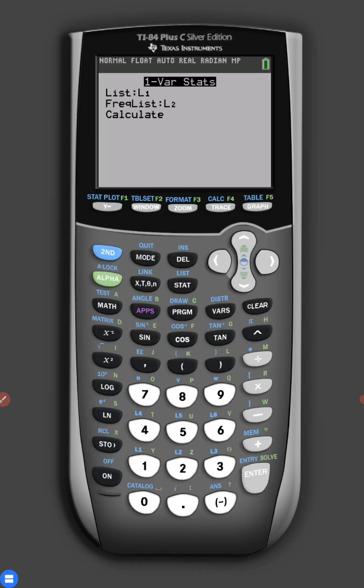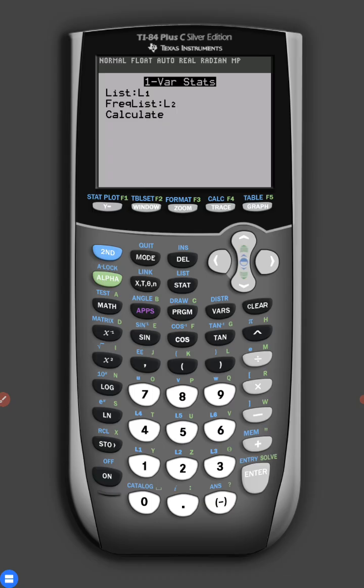Okay? And so this is a little bit different than what you saw a couple units ago, but still similar. So your list should say L1 because our random variable X is in L1. What is different here is our frequency list. This time you have a second column, and that second column tells us how often each number happens, and that's what frequency is. So what you're going to do is click the blue button, second, and then 2, and that will put in L2 as your frequency list.